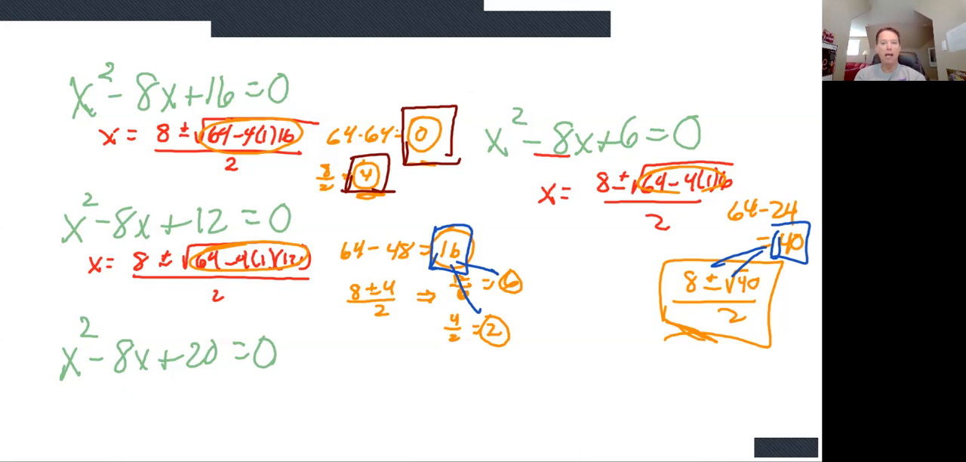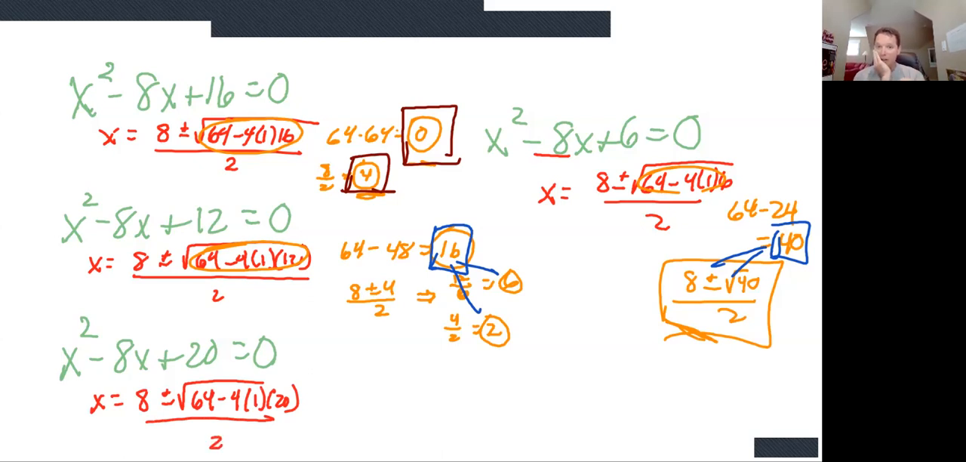Now I want to show you what happens if the number under the radical is like what it is here. x equals negative b, 8, plus or minus the square root of b squared, 64, minus 4 times 1 times 20, all over 2.